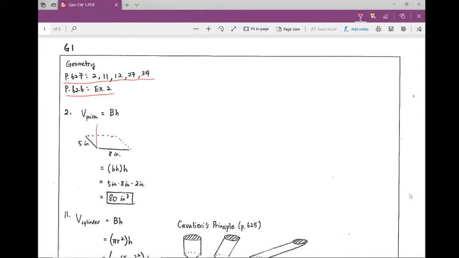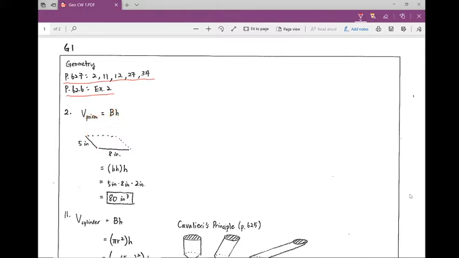In your book, we have a rectangular prism that looks like this. The formula for finding the volume of a rectangular prism is to find the base and multiply that with the height of the 3D shape, or 3D solid, I should say. So first we have to identify what is the base. So I'm going to take the bottom side as my base.